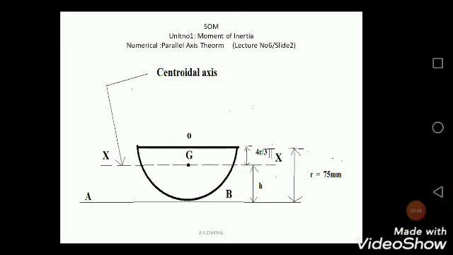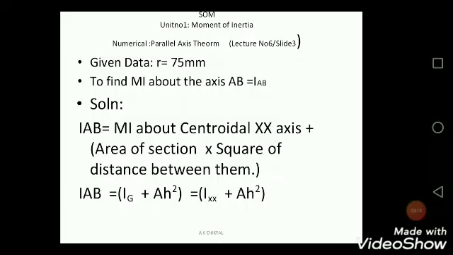In our previous lecture, we have studied various formulas for determining the center of gravity or the centroid location. Already it has been given to you. So taking that reference, we can determine the later part. Next slide. Given data, R is equal to 75 mm. We have to find the moment of inertia about the axis AB, that is IAB.